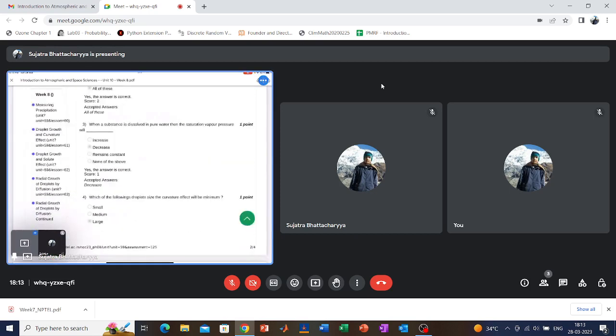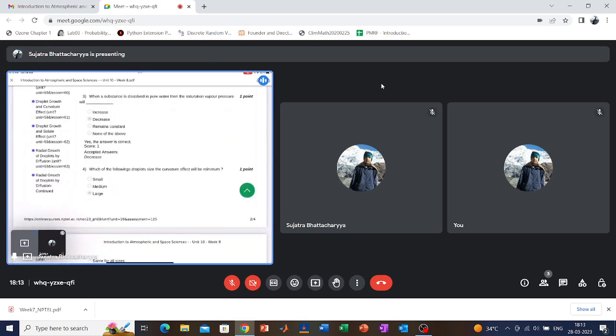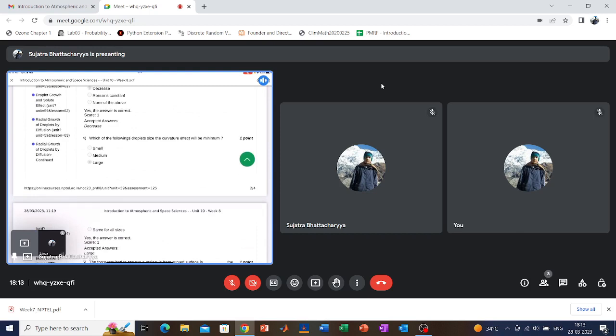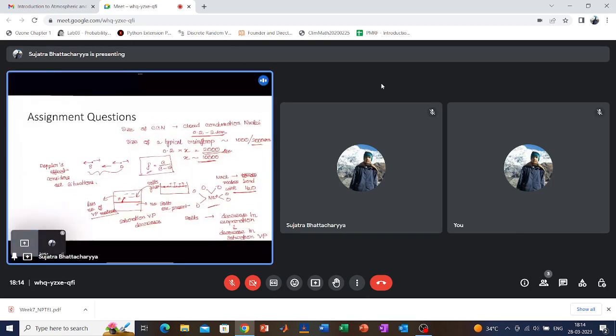Okay. Now the fourth question: for which of the following droplet sizes will the curvature effect be minimum? The options here are small, medium, large, and same for all sizes. The correct option is large. Why? It has said that the curvature effect is minimum. Remember this curve. This is the first I have done, second, and this corresponds to the third. So for the fourth, this is the thing.